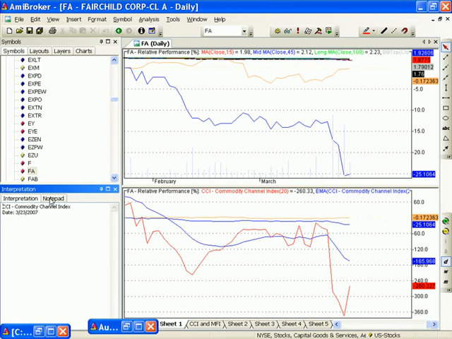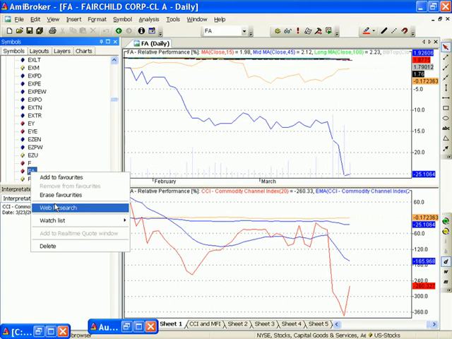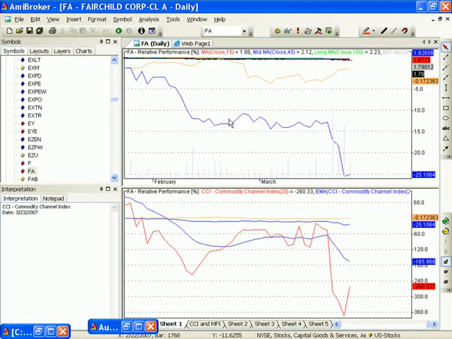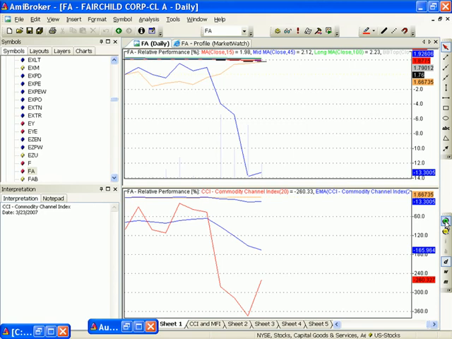Nothing. FA has no information here. Fairchild Corporation. Okay, let's see. Web research. Right click web research. While that does that thing, they don't look like they've had any price movement whatsoever. Zoom in. And their volume is nothing.